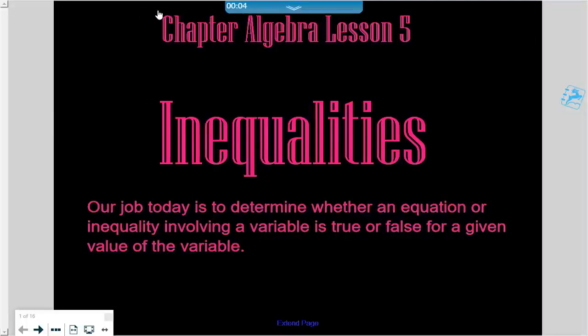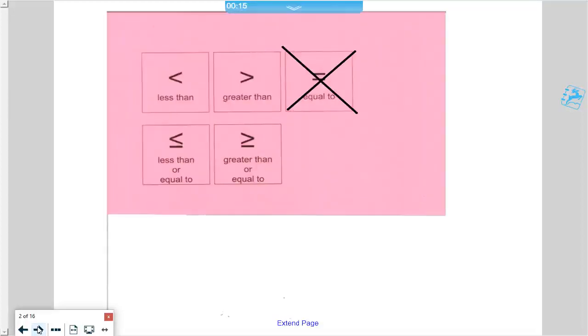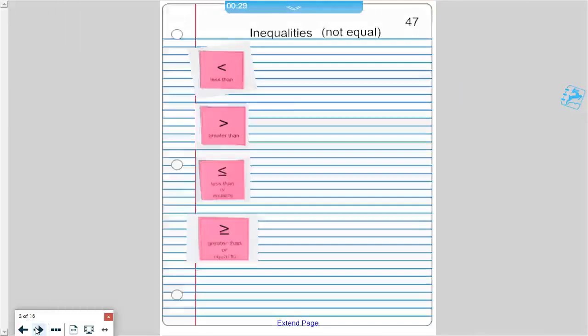All right, today, chapter Algebra, lesson 5 is inequalities. The goal is to determine whether an equation or an inequality involving a variable is true or false for a given value of the variable. So we're going to need this half sheet of pink paper, and cut out the less than, the greater than, the less than or equal to, the greater than or equal to. We don't need the equal to because we are talking about inequalities, which are not equal.